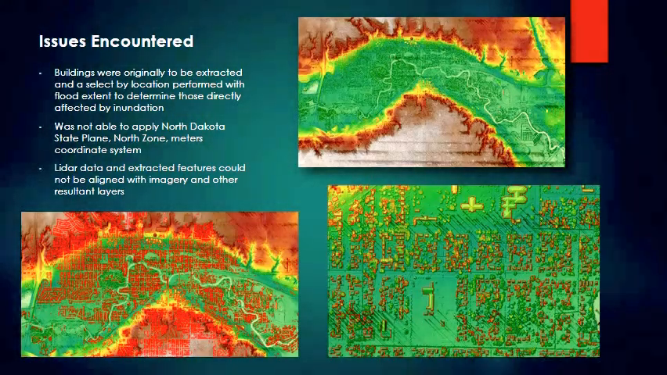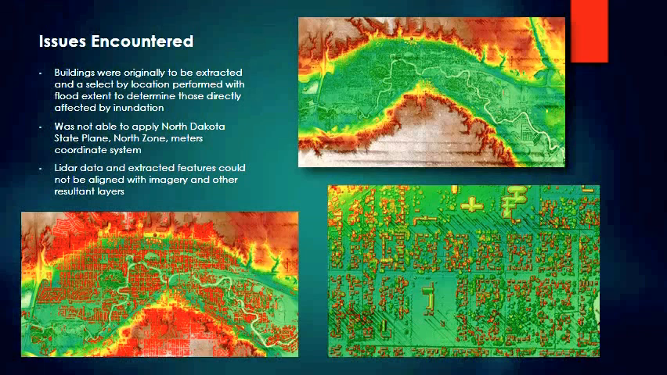My original plan for this project was to not only extract the inundation extent, but to also incorporate LiDAR analysis and extract the buildings. My goal was to overlay these two layers and identify those buildings by using the Select by Location tool in ArcGIS to determine all those buildings within Minot that were directly affected by the flood. This was unsuccessful due to alignment issues.